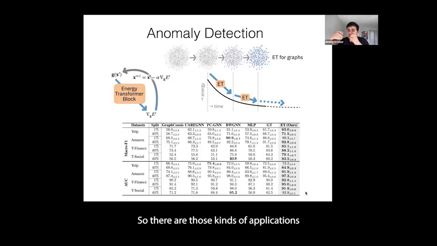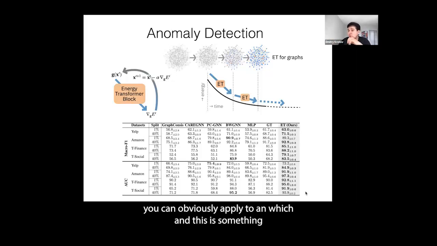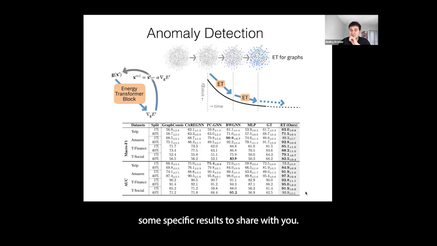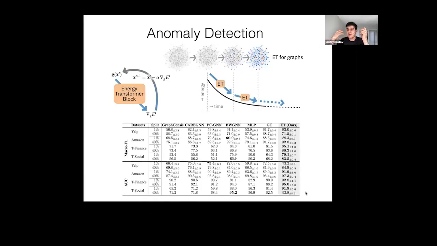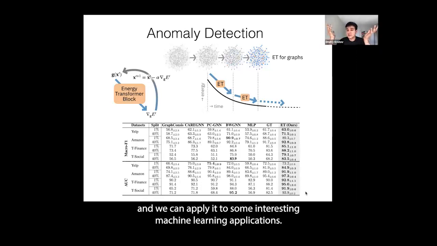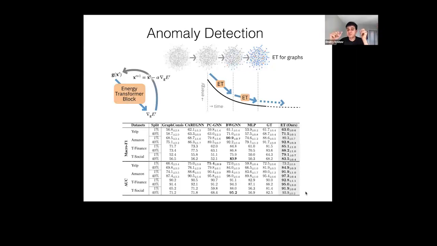So there are those kinds of applications. You can obviously apply it to language, and this is something that we are also playing with at the moment, but I don't have some specific result to share. So yeah, the conclusion here is that there is this interesting architecture, which is simultaneously a transformer and a Hopfield network, and we can apply it to some interesting machine learning applications.